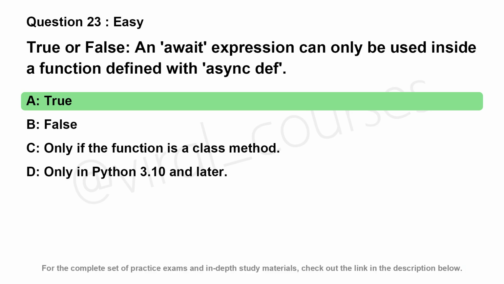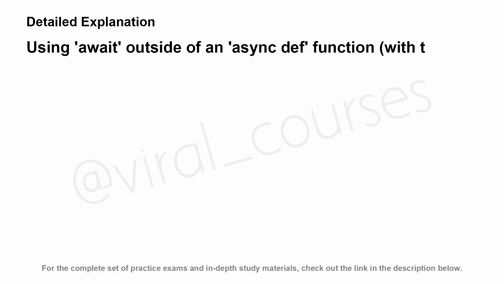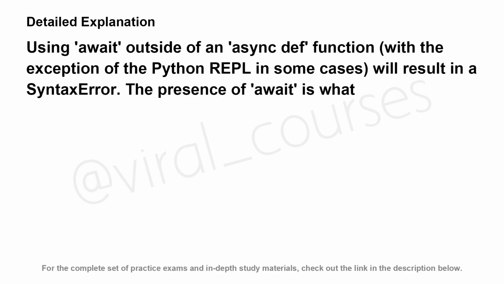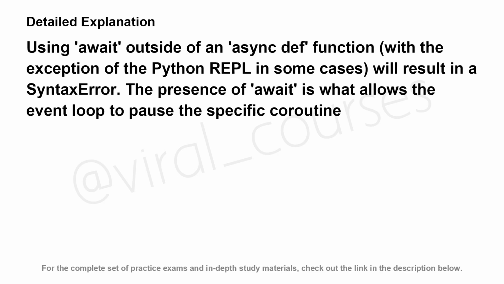The correct answer is A. Using await outside of an async def function, with the exception of the Python REPL in some cases, will result in a syntax error. The presence of await is what allows the event loop to pause the specific coroutine.